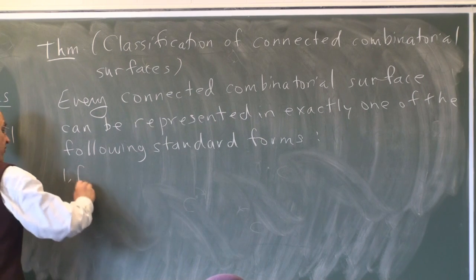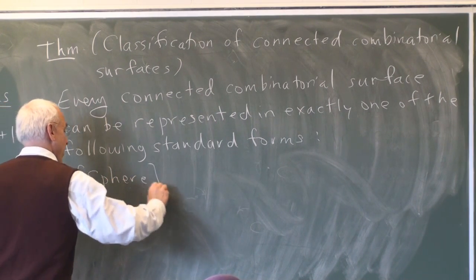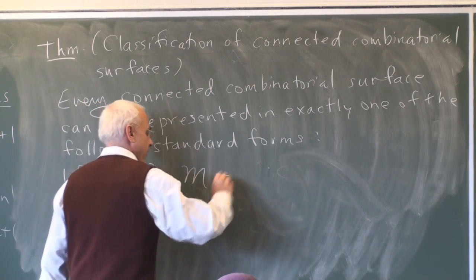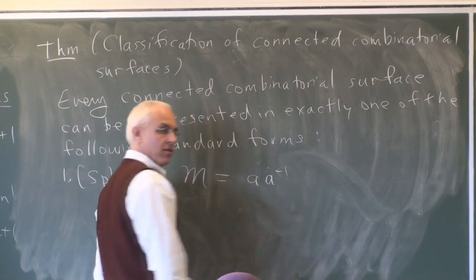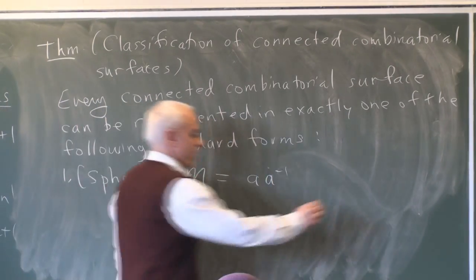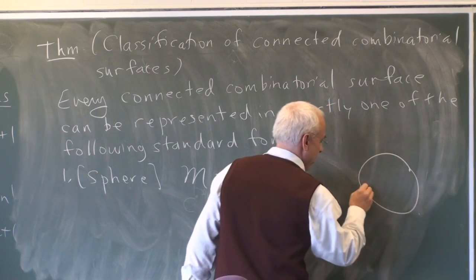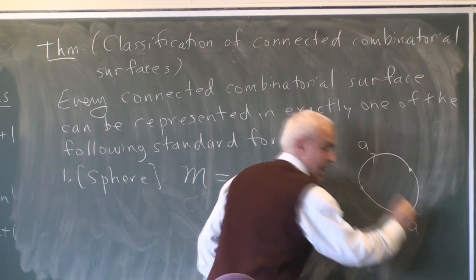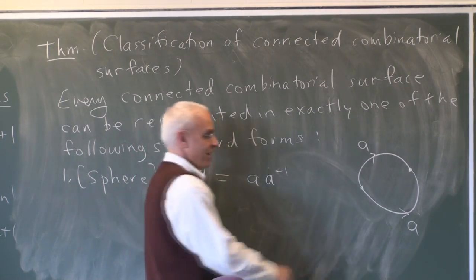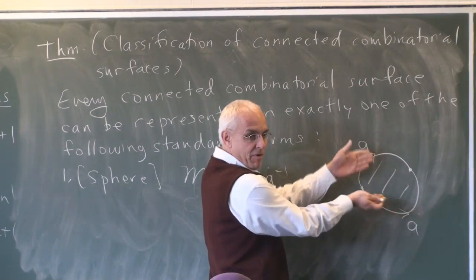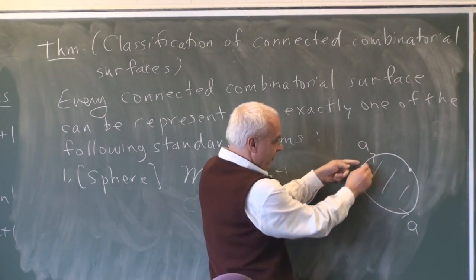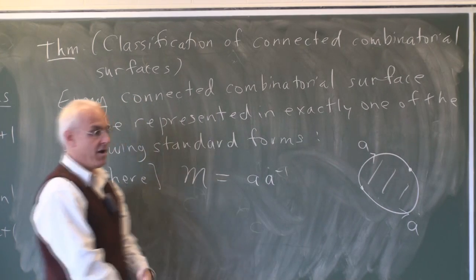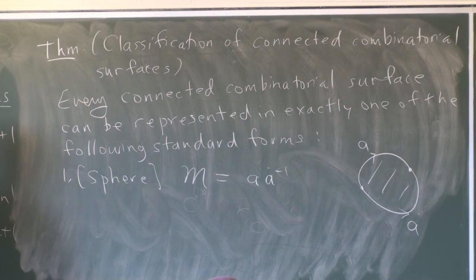So the first is the case of a sphere. And a sphere has representation A A inverse. That's the case where we have an A like this and an A like this. If you think of that polygonal surface, and you remember if we glue those edges together, then you have to glue this to this, this to this, and that's going to form a sphere. So that's a polygonal or combinatorial representation of a sphere. That's our most simple surface, so that's certainly one possibility.